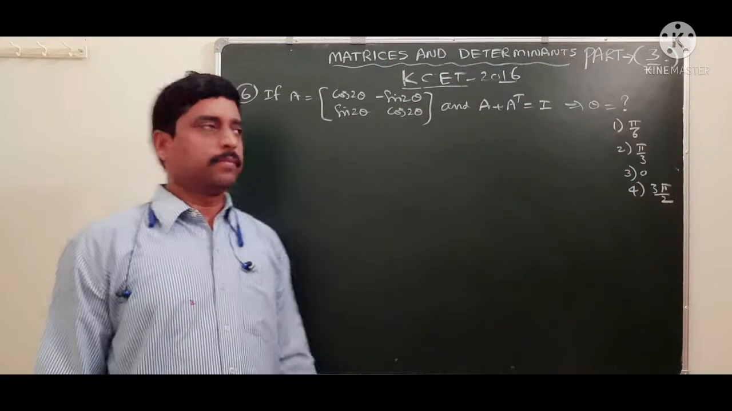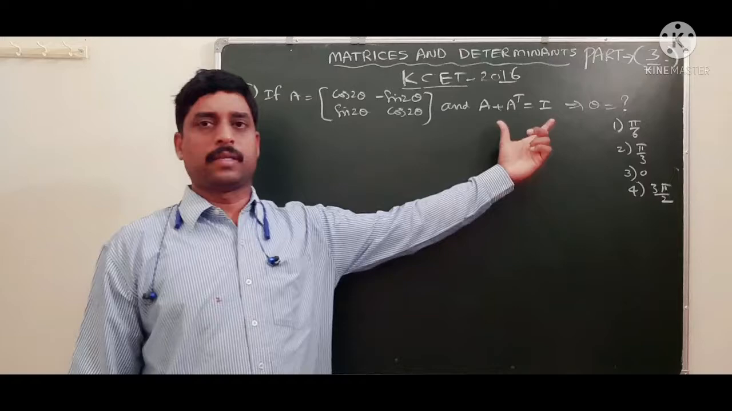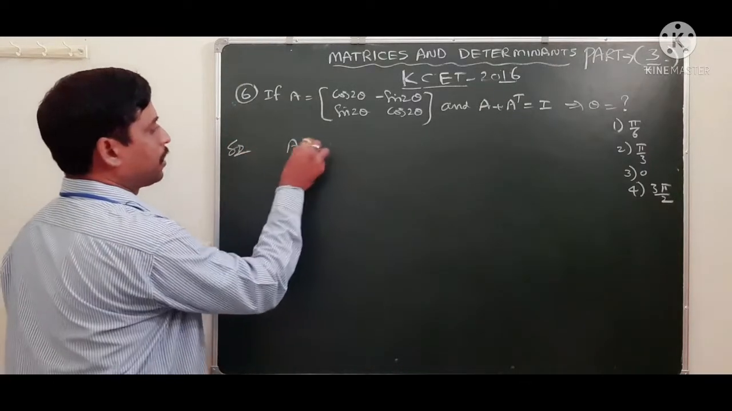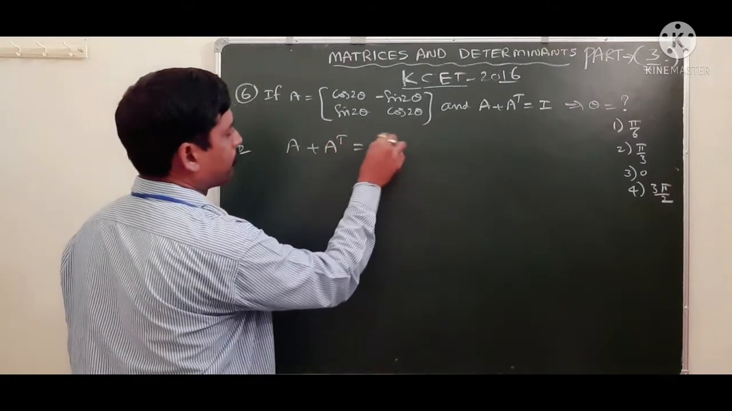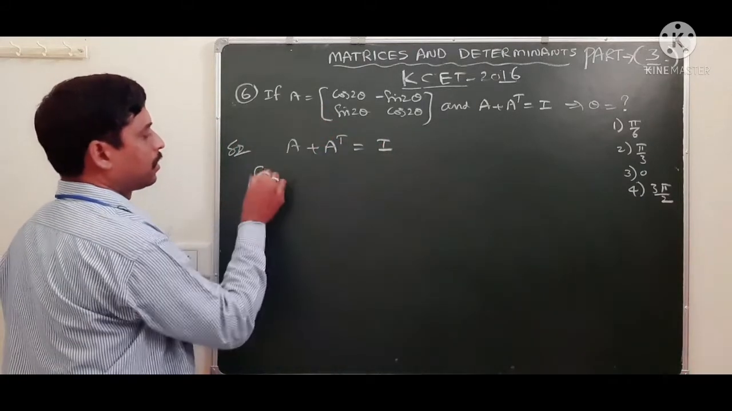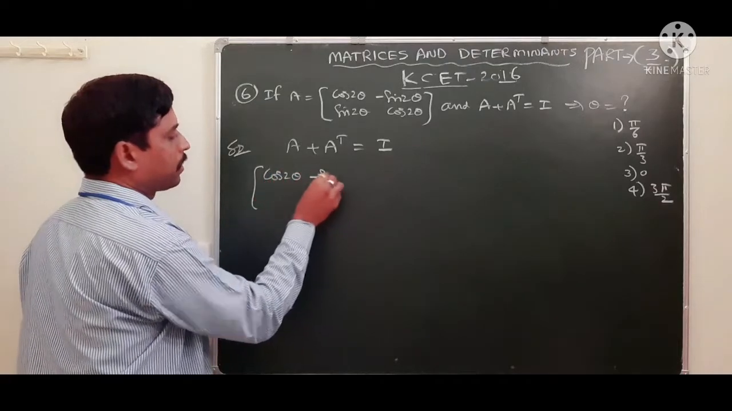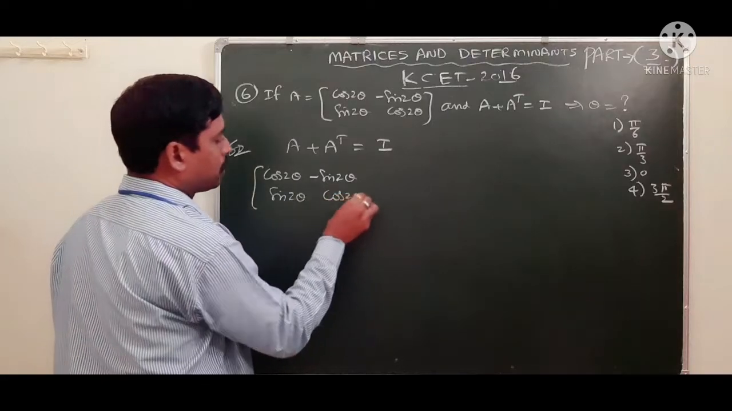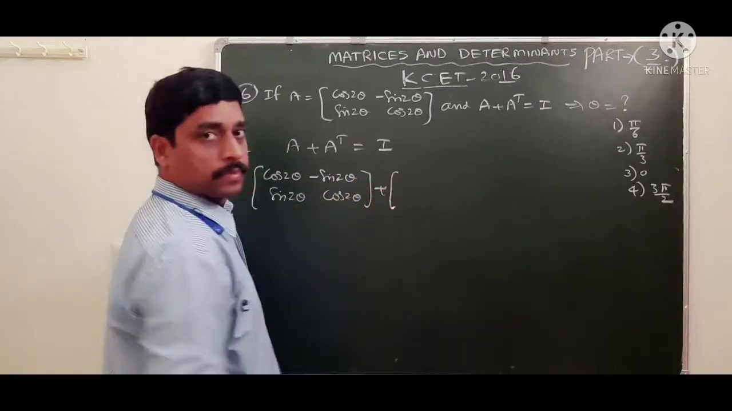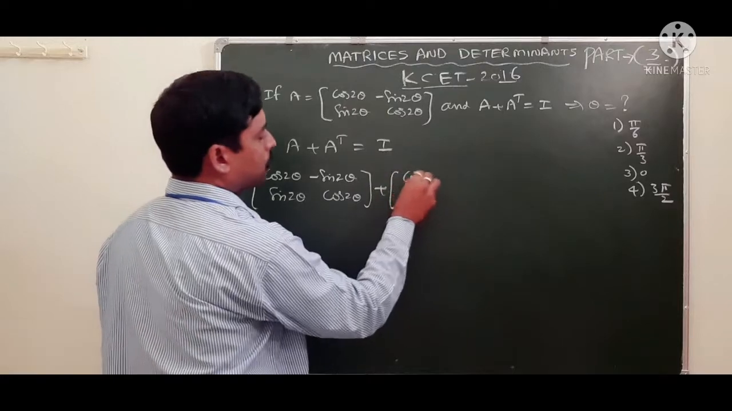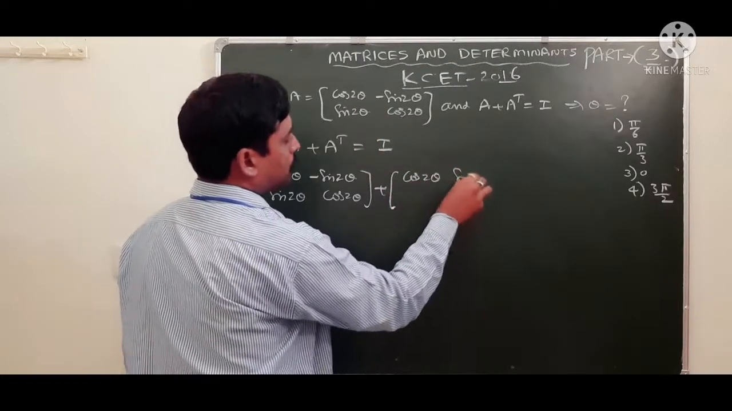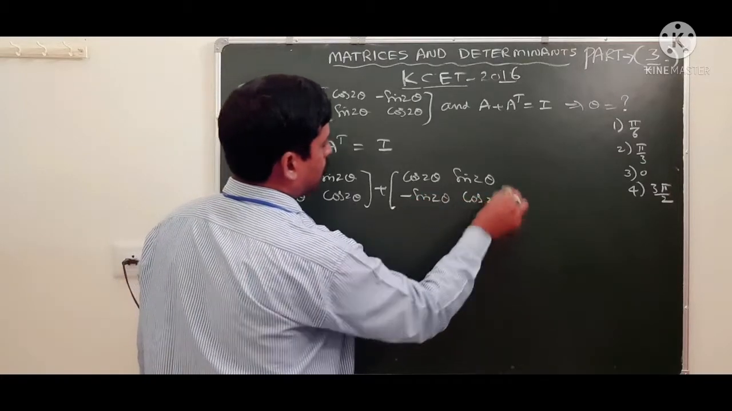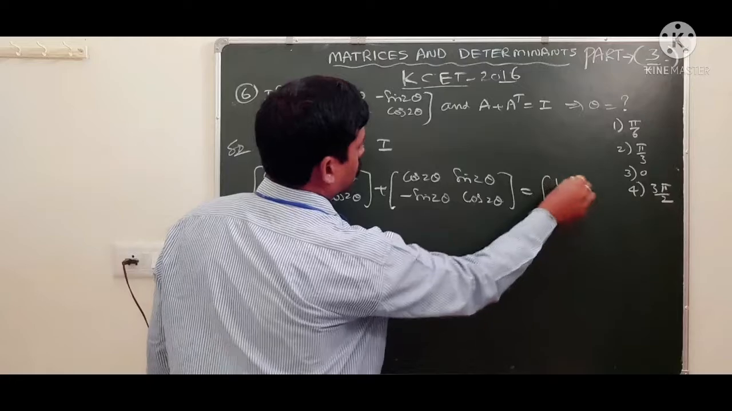Let us go to the next problem. One 2 by 2 matrix and one condition are given, then find the value of theta. A plus A transpose is equal to I, given. So what is A given? A is cos 2 theta, minus sin 2 theta, sin 2 theta and cos 2 theta, plus A transpose. The transpose of the given matrix is cos 2 theta, sin 2 theta, minus sin 2 theta, cos 2 theta. This will be 1, 0, 0, 1.